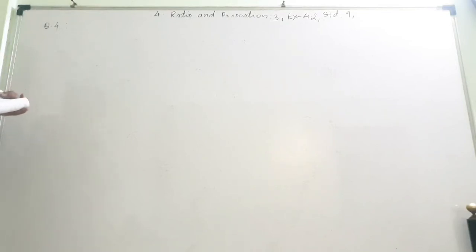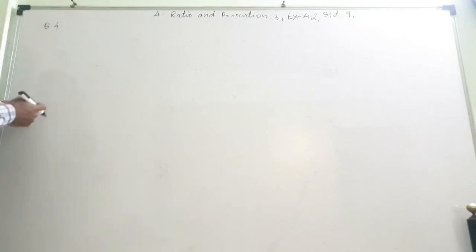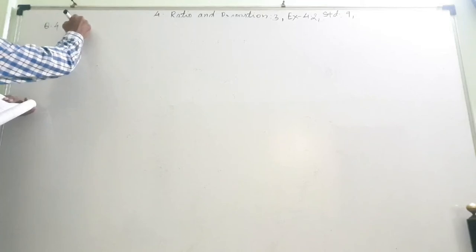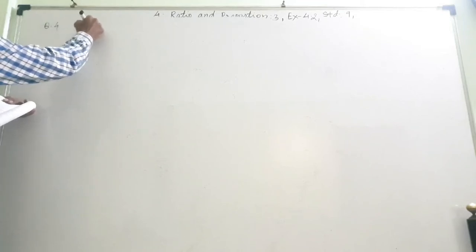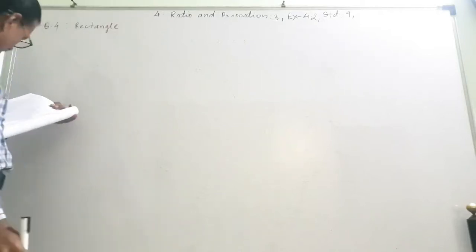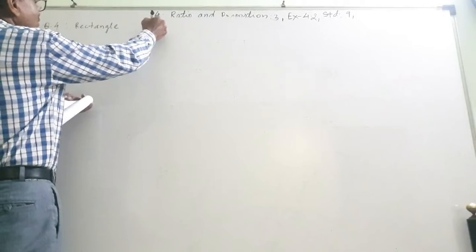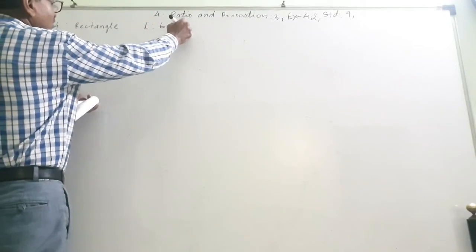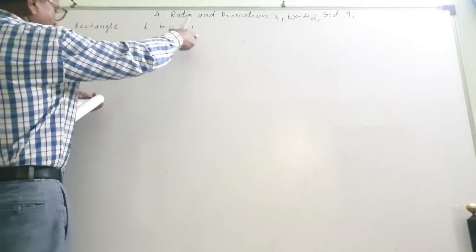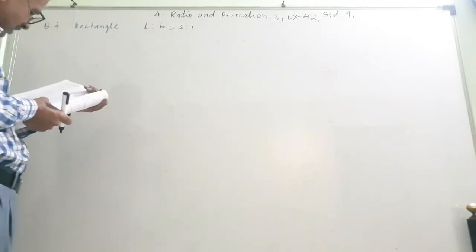Now the third question, the ratio of length and breadth. A rectangle is given. The ratio of length to breadth, L is to B, is 3 is to 1, and the perimeter is 36.